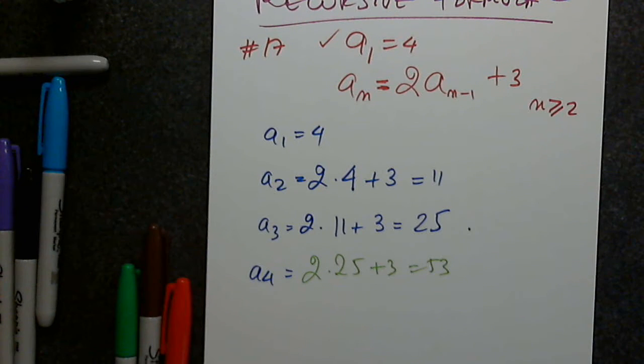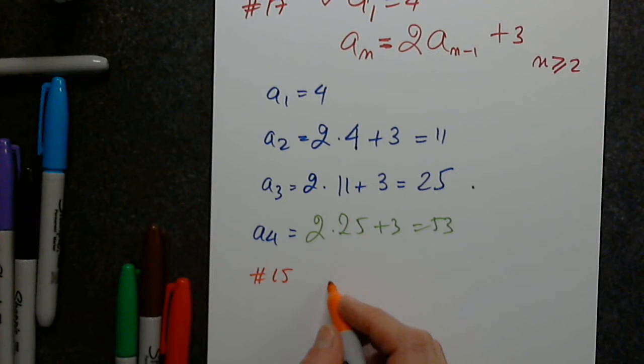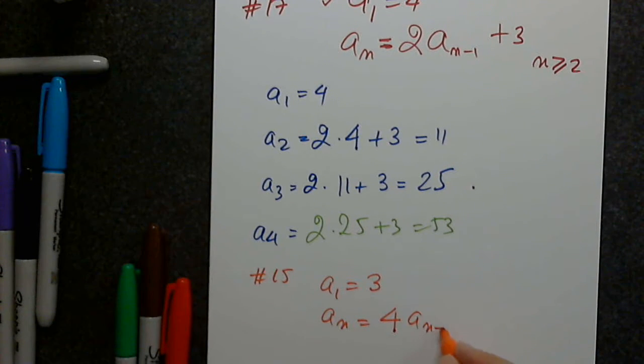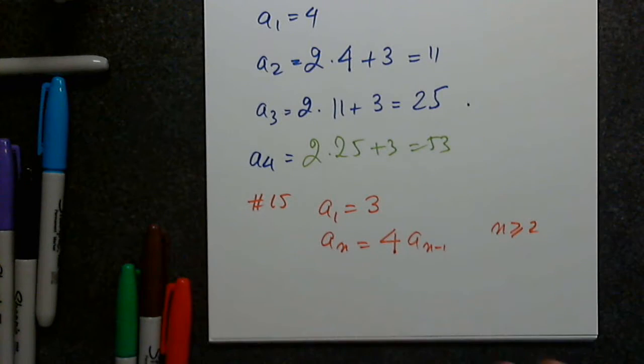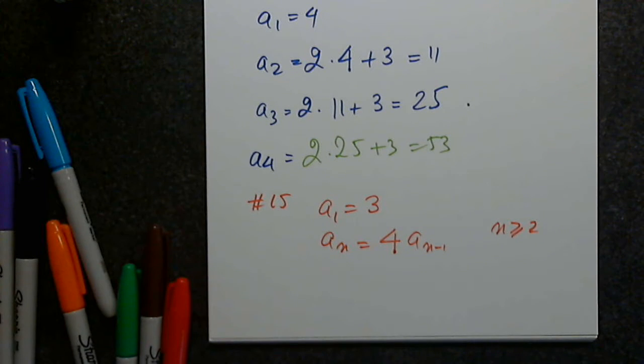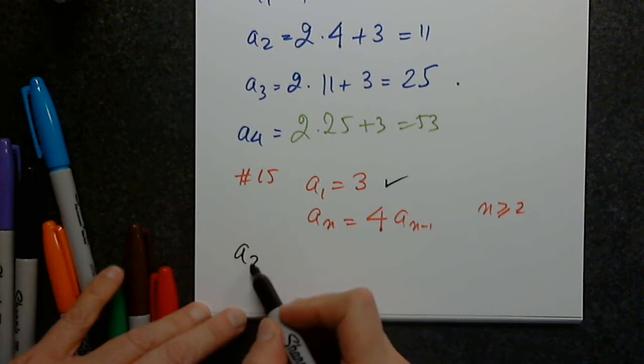Let's say 15. We're given a1 equals 3, a sub n equals 4 times a sub n minus 1, for n from 2 and above. Same question. We want to determine the first 4 terms. A1 is clear. What about A2?